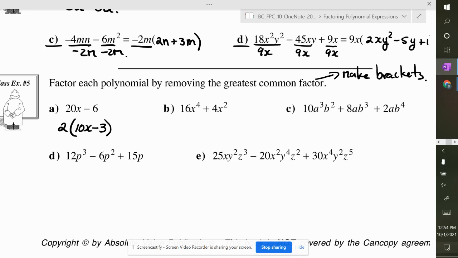16x to the 4th plus 4x squared. Common factor of 16 and 4 is? 4x squared is? Divide each term by your 4, what you took out. Now, look, when you get good at this, you won't actually write this division. But if you do, I don't care. That's fine. What's 16 divided by 4? 4. What's x to the 4th divided by x squared? Subtract the exponents, x squared. And then what's 4x squared divided by 4x squared? 1.